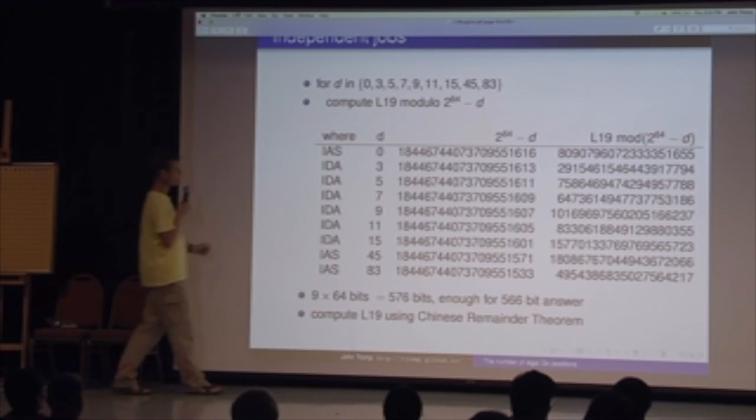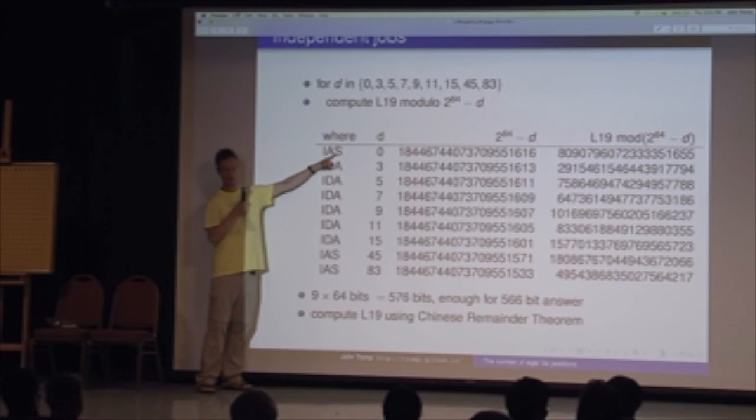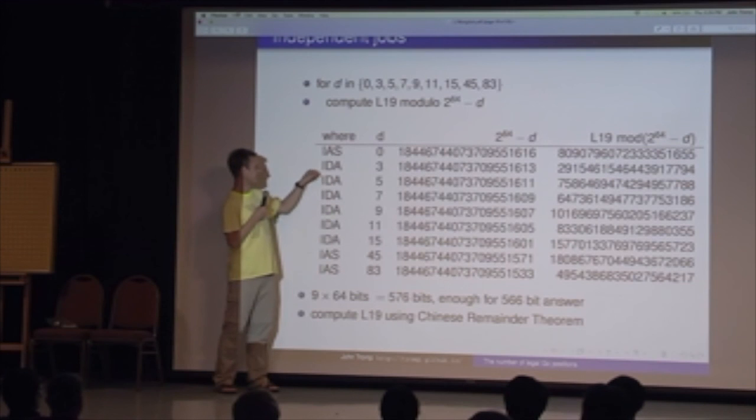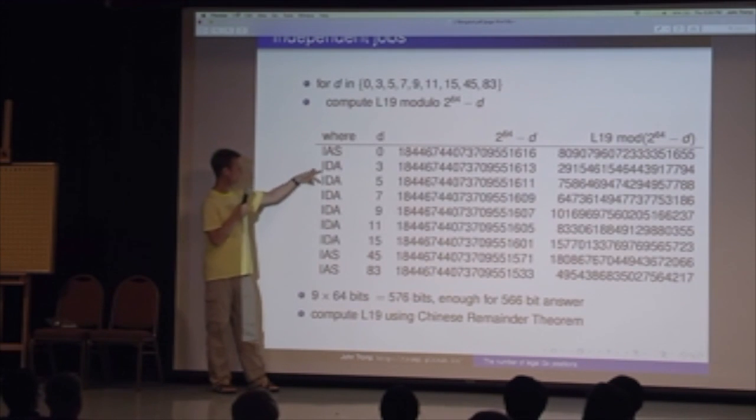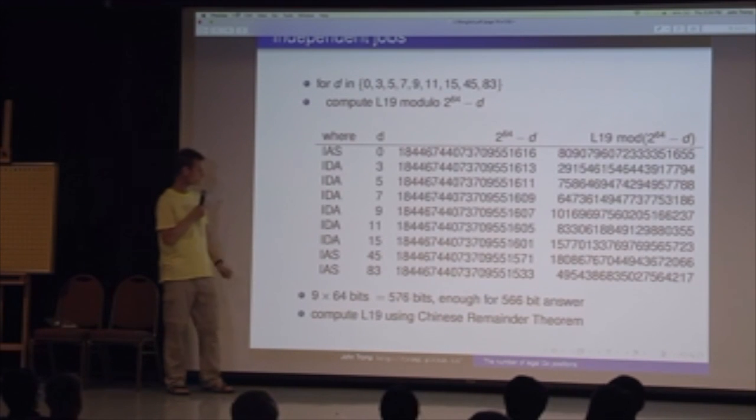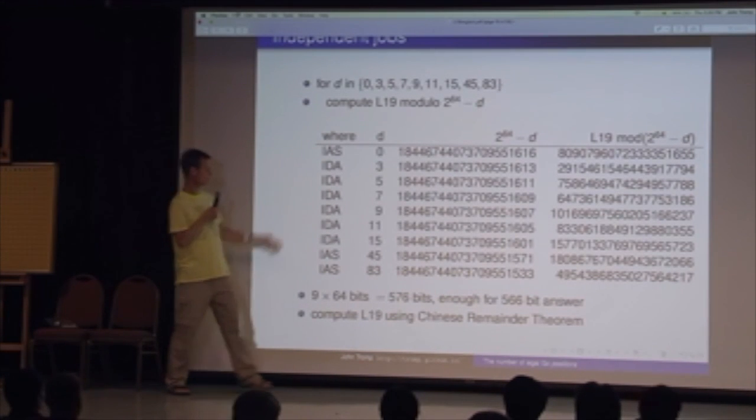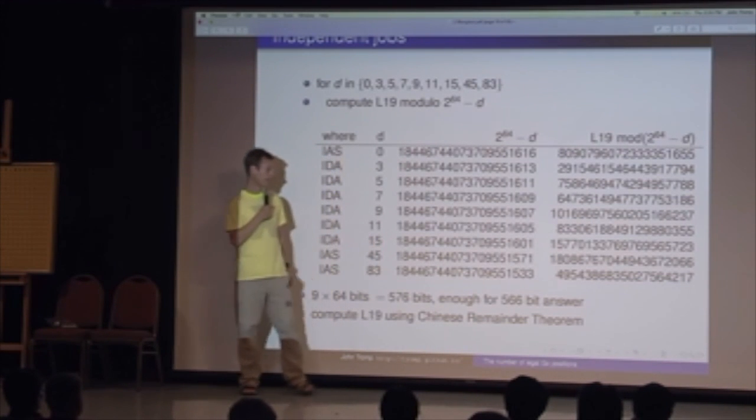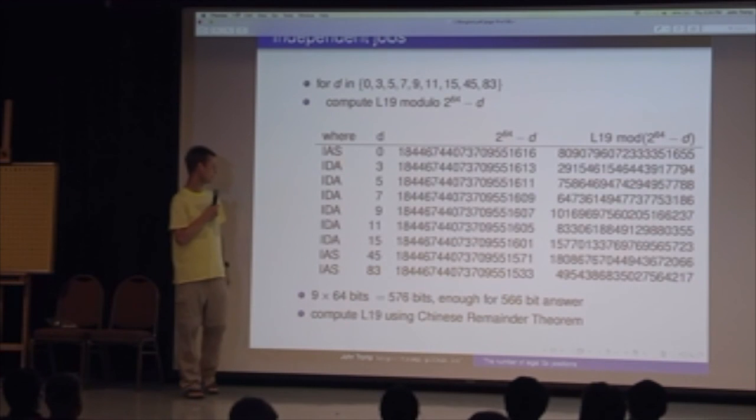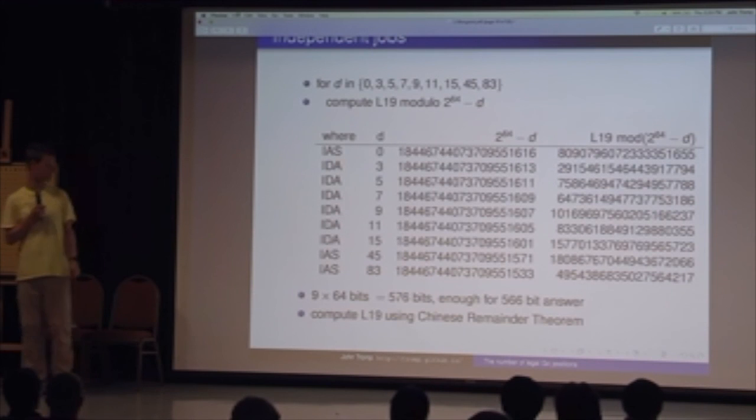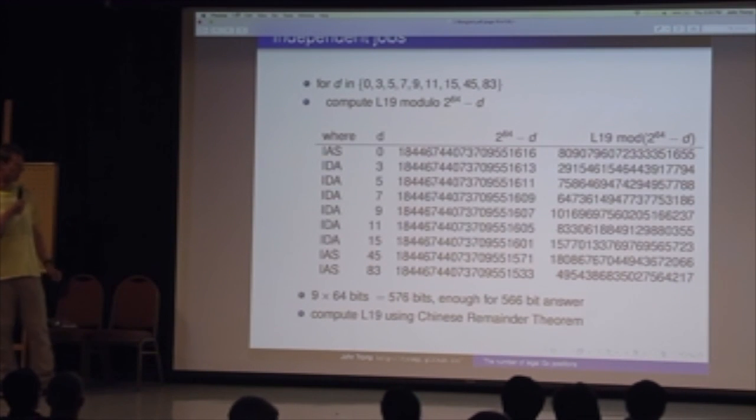You can see where these computations took place. So this is the Institute for Advanced Studies. And this is the Institute for Defense Analysis. The IDA did 6 of them, and the IAS did 3 of them. And of course, I picked these offsets so that all these numbers are relatively prime. We were running about 3 of these jobs at a time, due to lack of disk space and limited computing power.